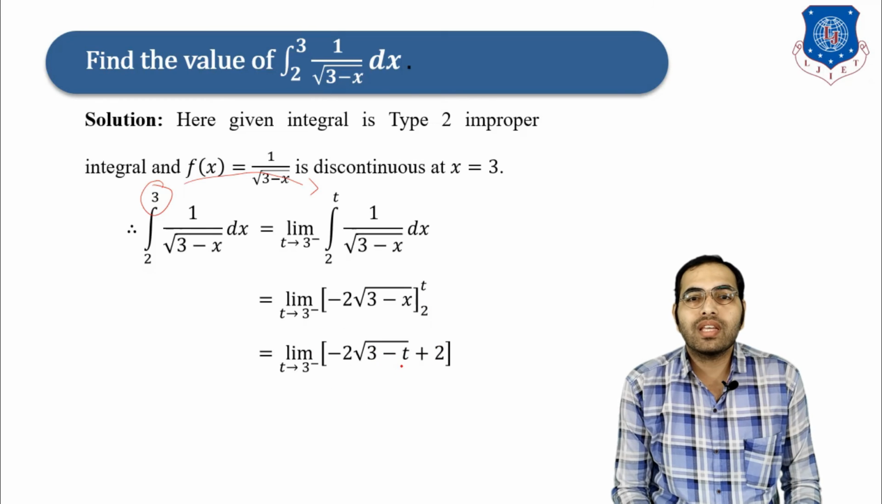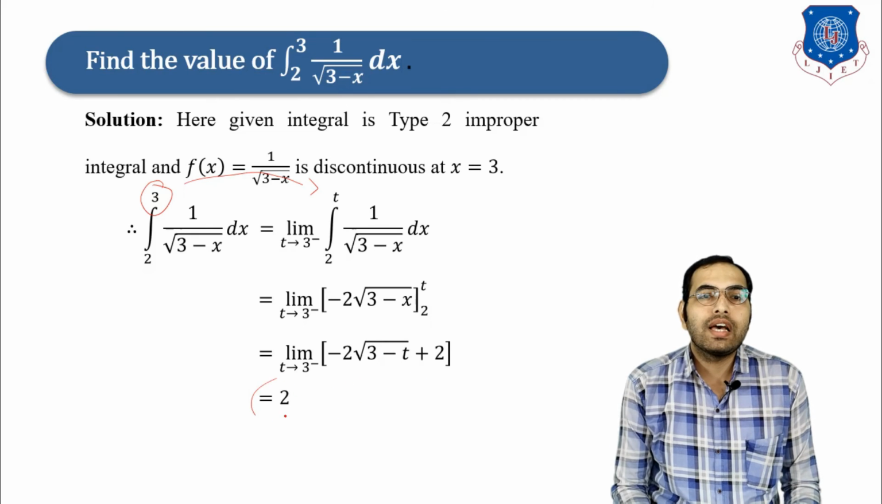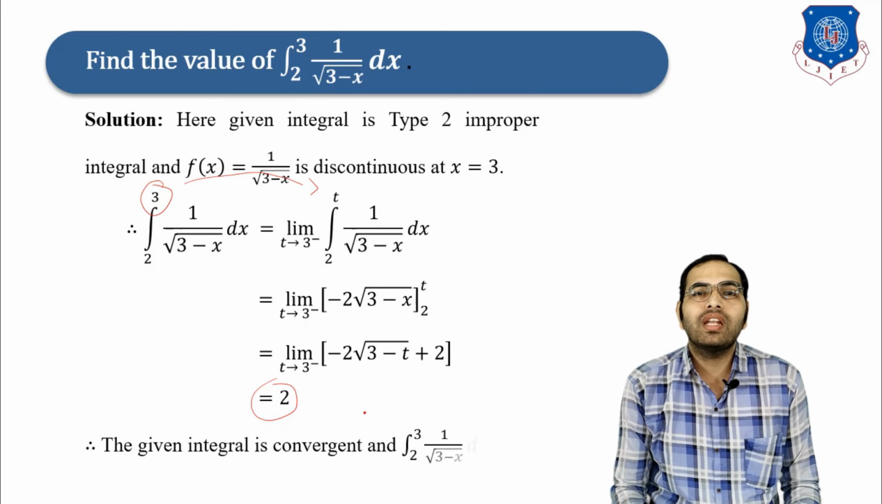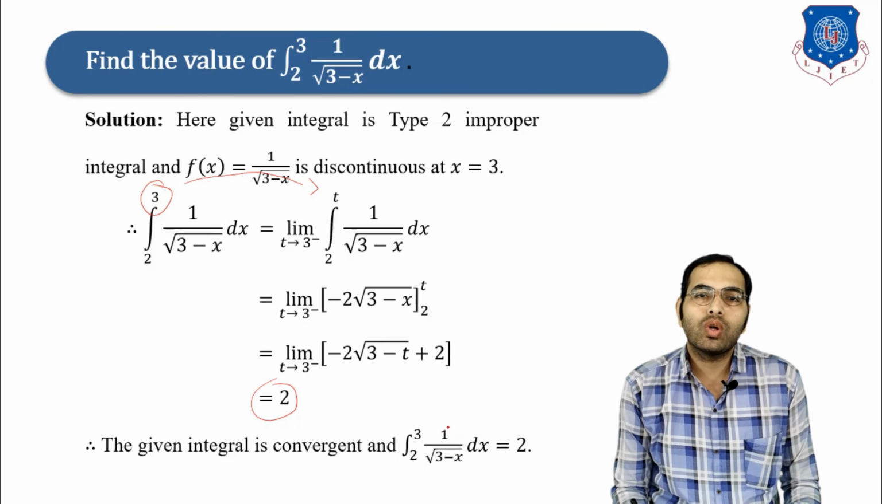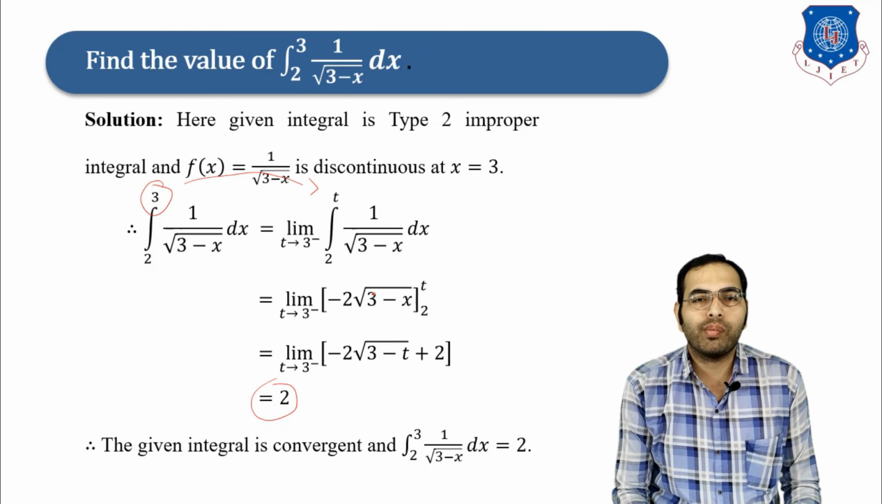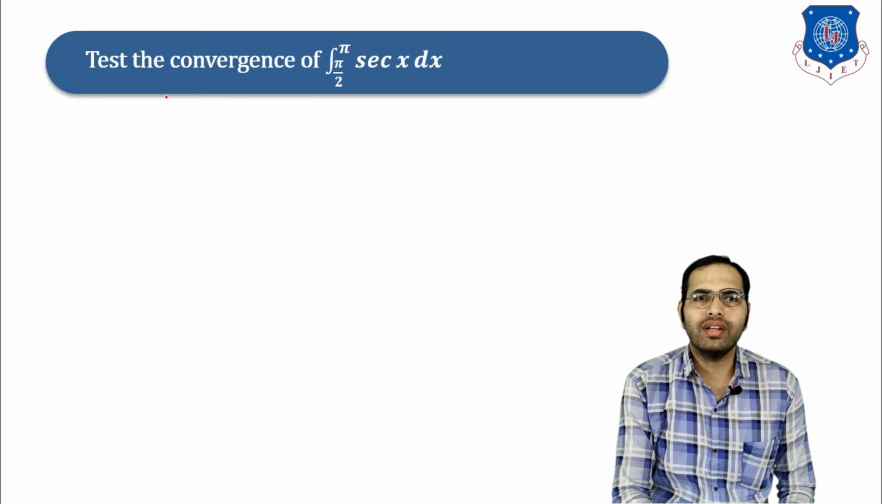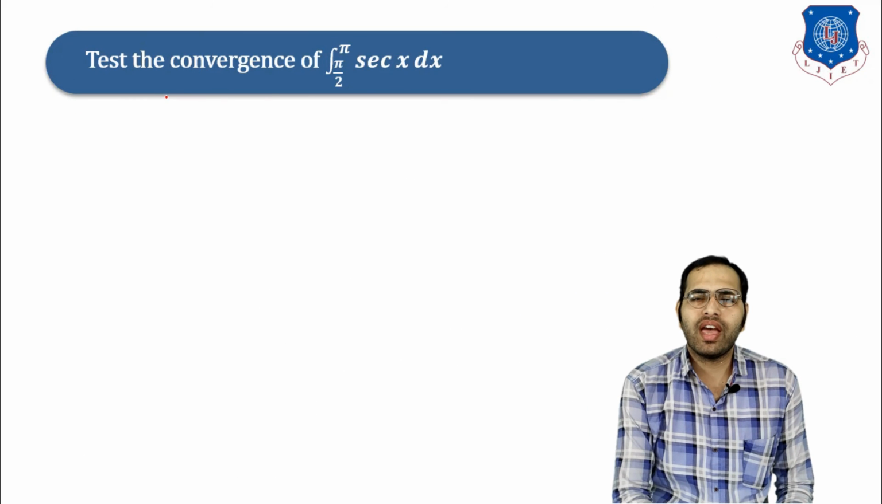Now t is replaced with 3 because we are applying the limit, so the first term becomes 0, then 0 plus 2, that is 2, which is a finite answer. If our answer is finite, then the given integral is convergent, and integral 2 to 3 of 1 upon square root of 3 minus x dx is equal to 2, that is the value of the improper integral. Let's check out one more example.